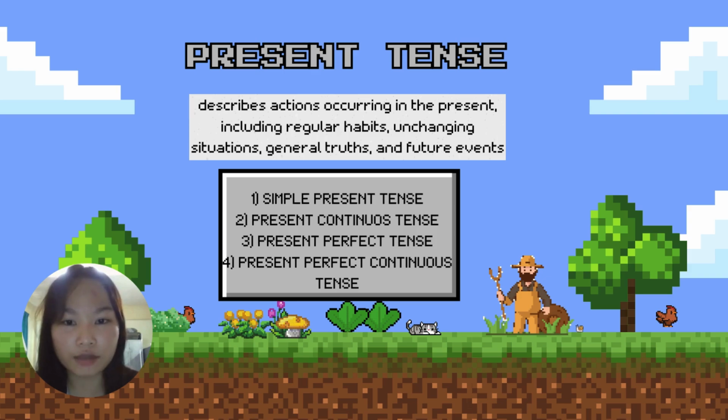My name is Enshim. Today I'm going to share about present tense. What is present tense? Present tense describes actions occurring in the present, including regular habits, unchanging situations, general truths, and future events. There are four forms of present tense. The first one is simple present tense. The second one is present continuous tense. The third one is present perfect tense. And the last one is present perfect continuous tense.